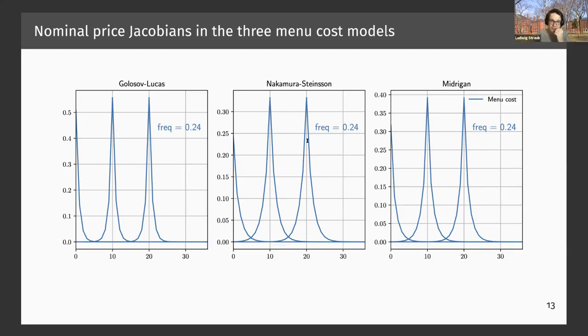But the key thing is, if you look at these tents, they conceptually look like the ones we saw for the Calvo model. And in fact, if we compute a Calvo model that minimizes the distance to these, you see that they almost perfectly overlap. It's kind of an amazing coincidence.